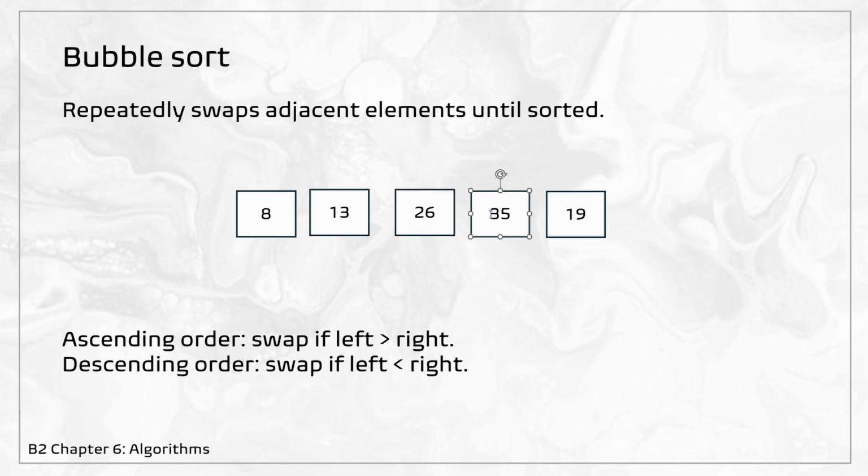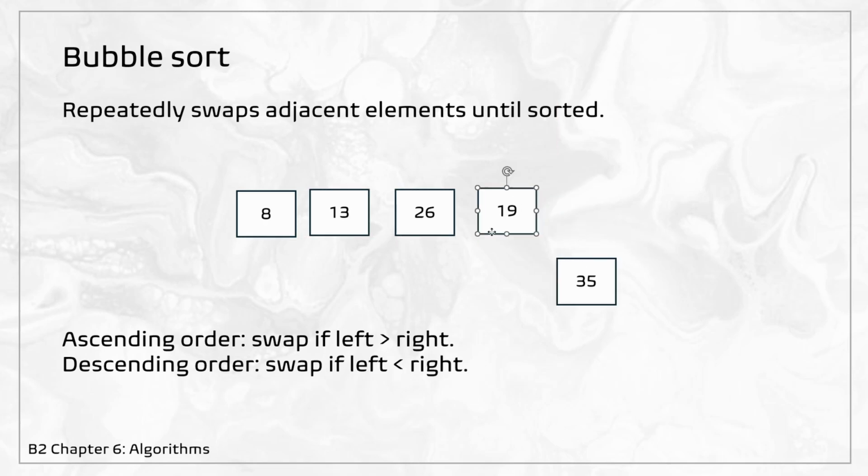And then finally we look at these two. So is 35 greater than 19? Yes, so we swap these around. So now we've gone through the entire array once, and we call that a pass. But notice how the array still isn't sorted yet. So we need to repeat this pass again, starting from the left again.